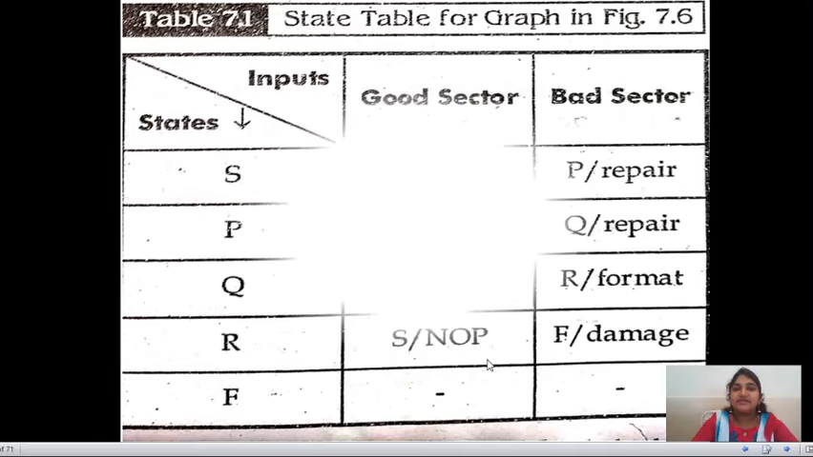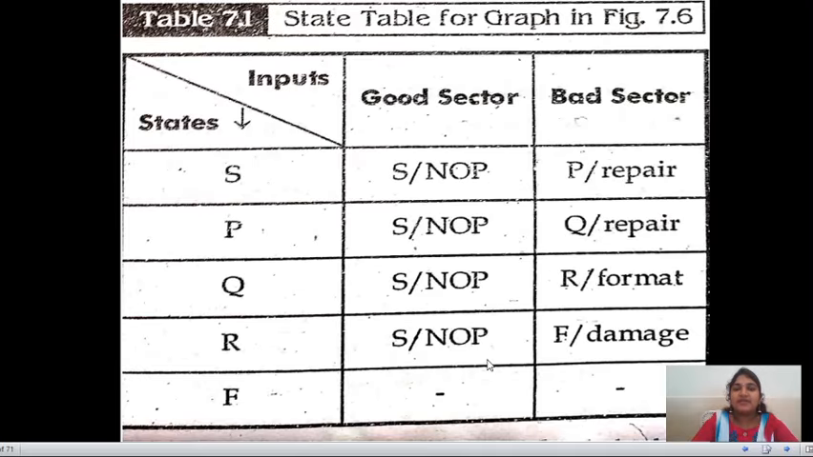Next, coming to the state table. The state table consists of states, inputs, transitions, and outputs. In the example we have taken, hard disk recovery, S, P, Q, and F are all the states. Good sector means no operation will be performed, all the sectors are good. Bad sector means operations will be performed and states will change, such as repair, format, and damage. So this is the state table, which consists of states, inputs, transitions, and outputs.